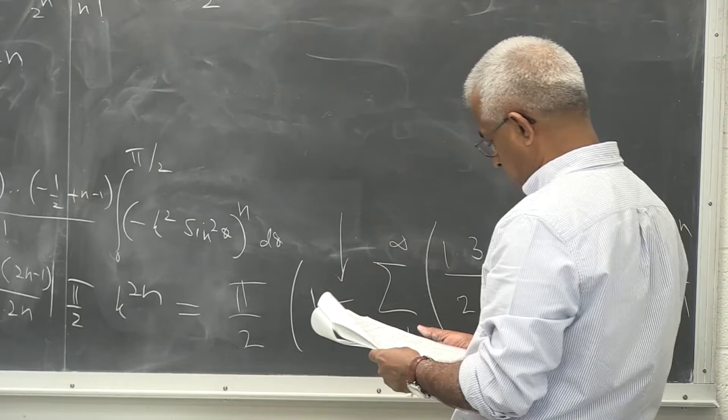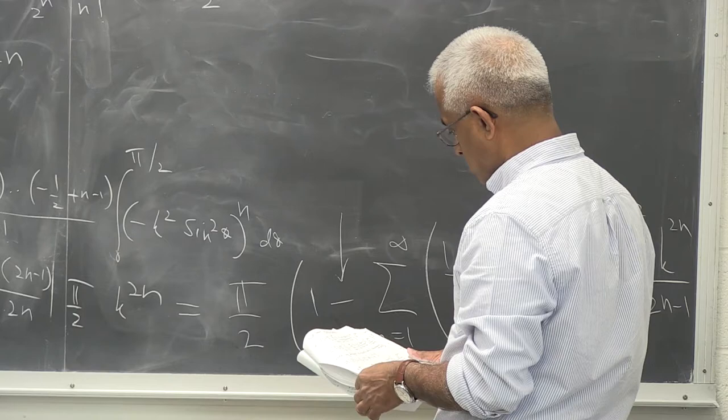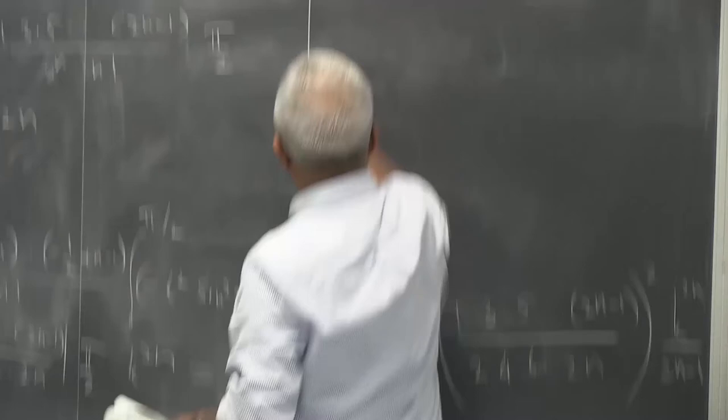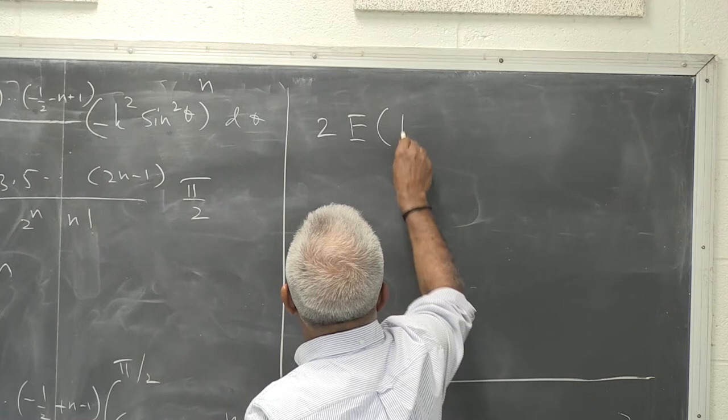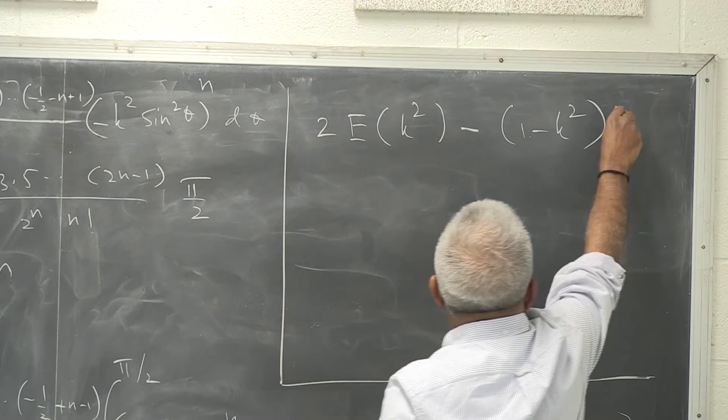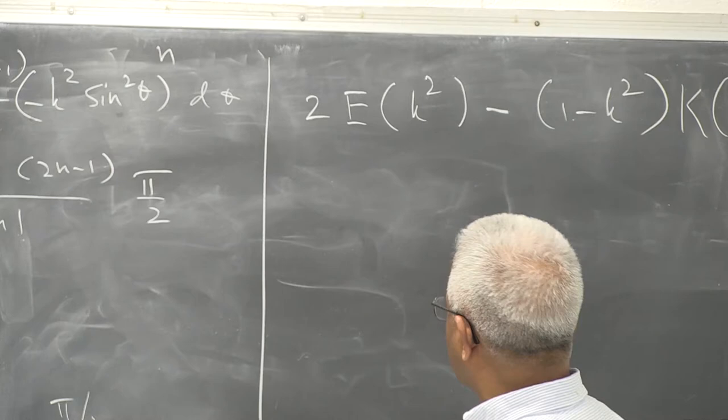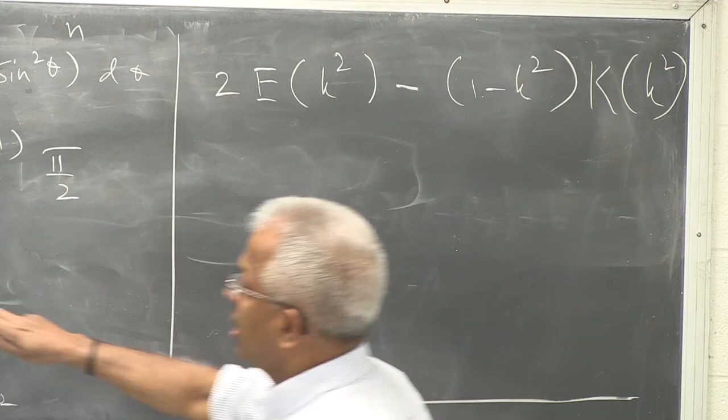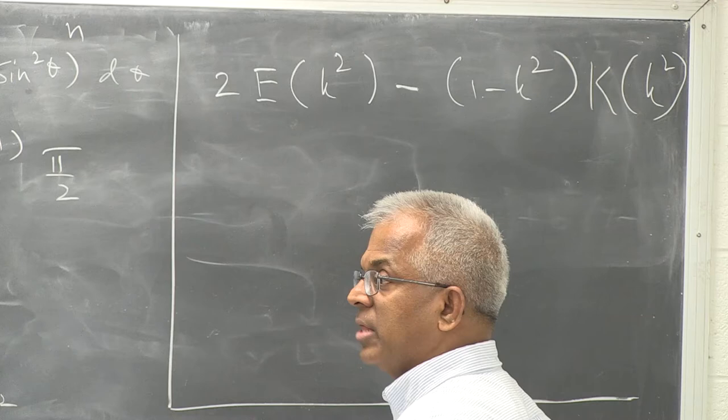And so what we have to look at now is simply 2E(k) squared minus 1 minus k squared. This is the Uhlenbeck result. So we can substitute this summation here. We can substitute the k series into here. And if you simplify, you're going to get that step. So that's the final thing I want to show.